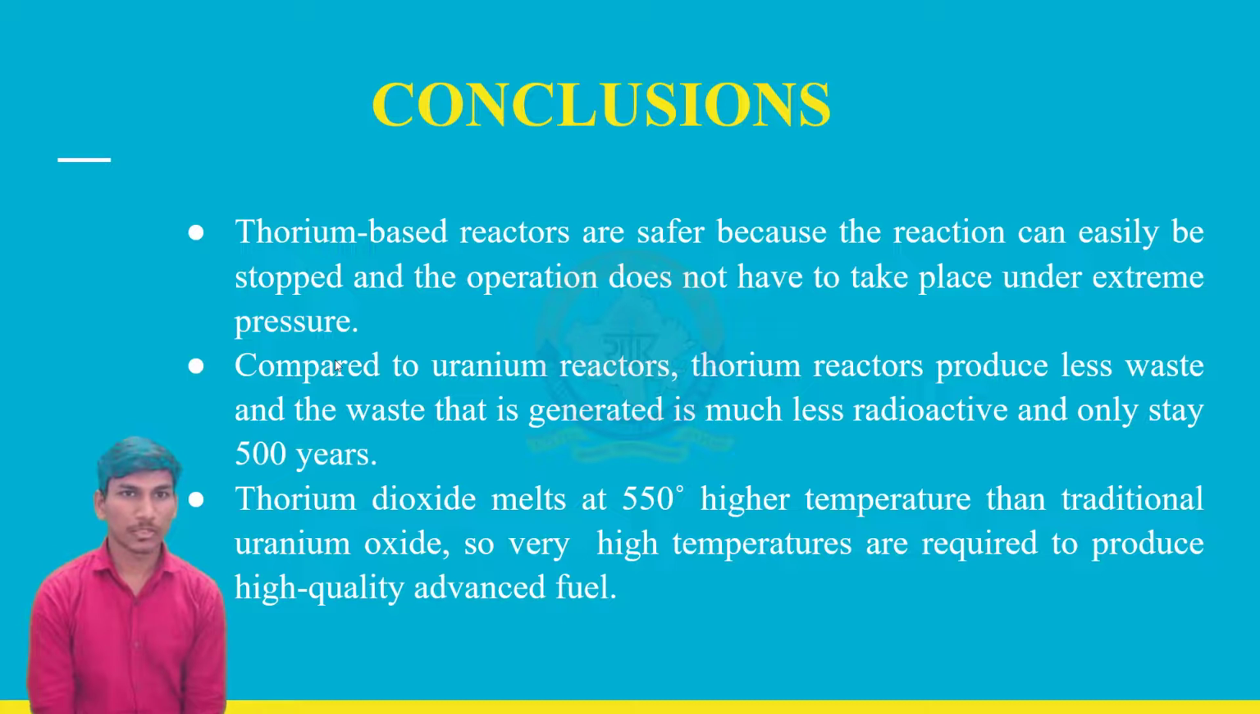Conclusion: thorium-based reactors are safer because the reaction can be easily stopped and the operation does not have to take place under extreme pressure. Compared to uranium reactors, thorium reactors produce less waste, and the waste generated is much less radioactive and has a short life. Thorium dioxide melts at 550 degrees higher temperature than the traditional uranium oxide, so very high temperatures are required to produce high quality advanced fuel.